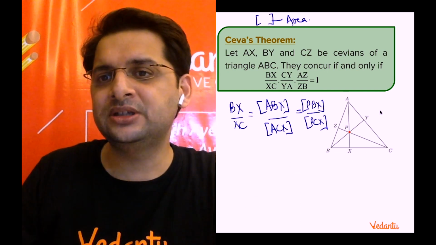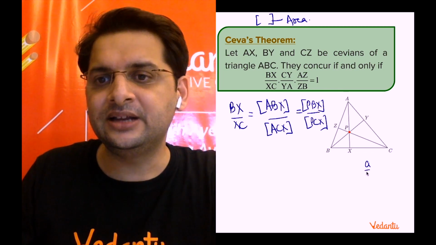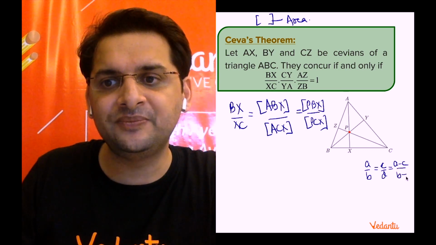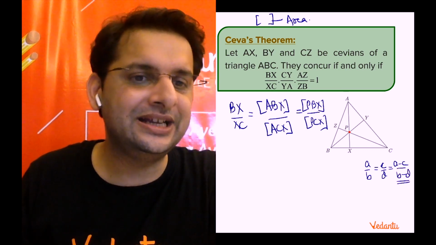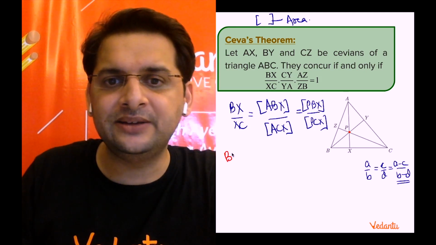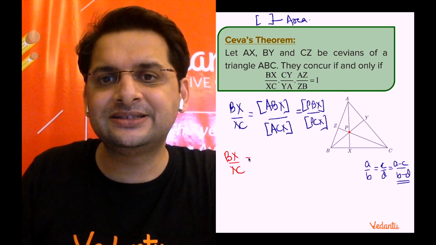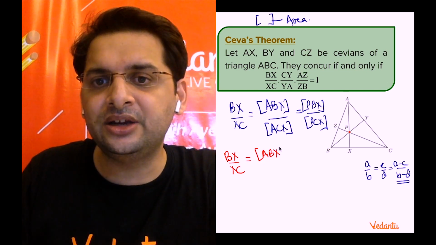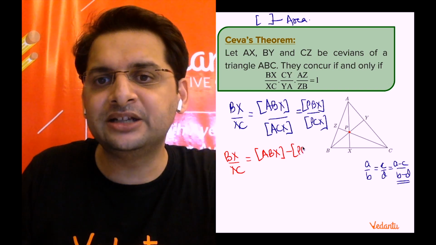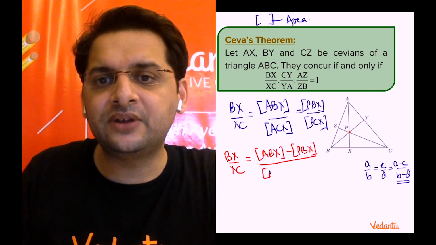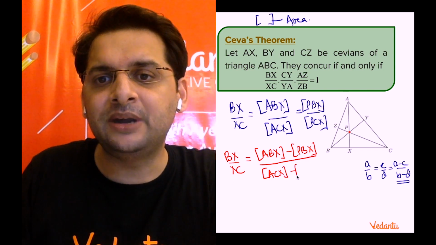Also, from ratio and proportion, this should be very clear that if A upon B is equal to C upon D, then it is also equal to A minus C upon B minus D. Very important, and it can be proved very easily. So can I say BX upon XC is the same as, you can subtract these two ratios, area of triangle ABX minus PBX whole upon area of triangle ACX minus PCX.